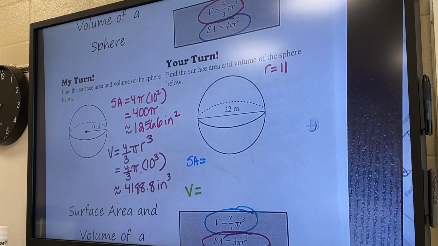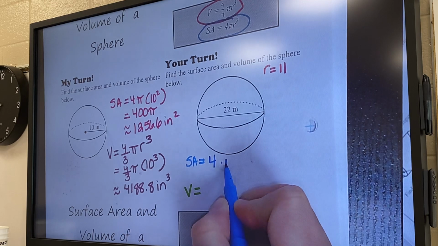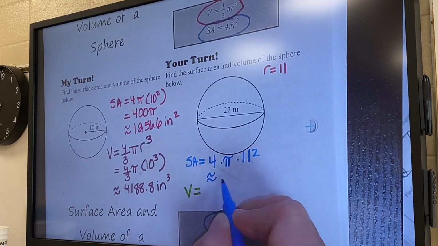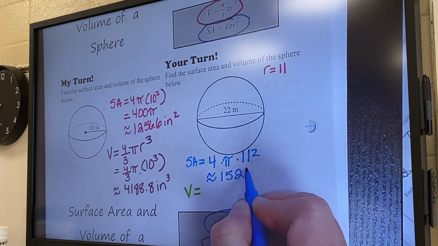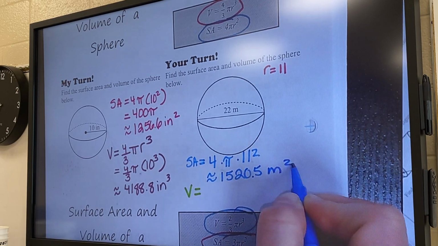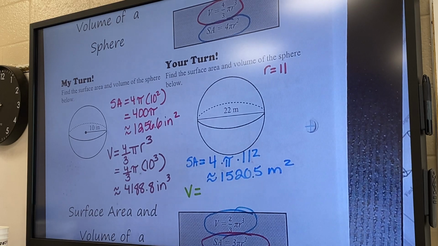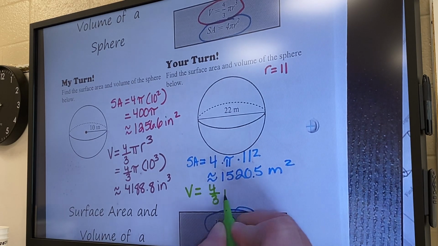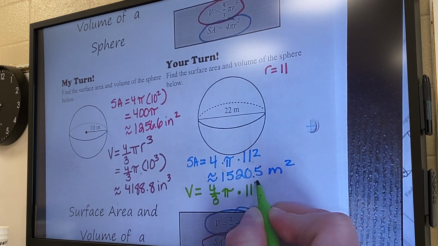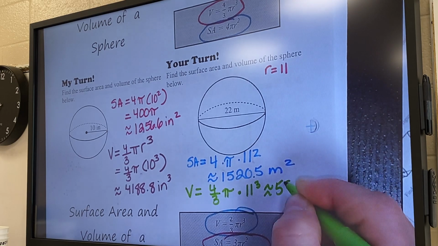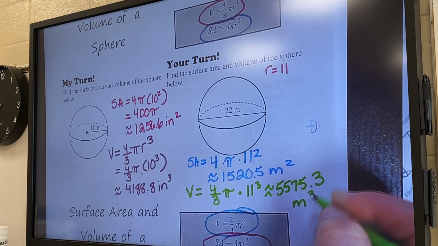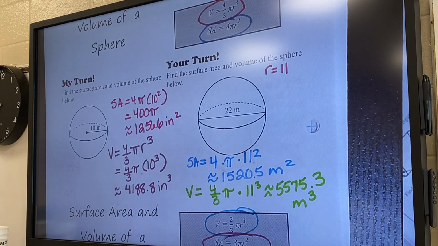All right, y'all, what'd you get for surface area? 1,520.5 meters squared. Good. Does anybody have a question about surface area? It's literally just plug it into the formula. All right, what about for the volume? 5,575.3 meters cubed.